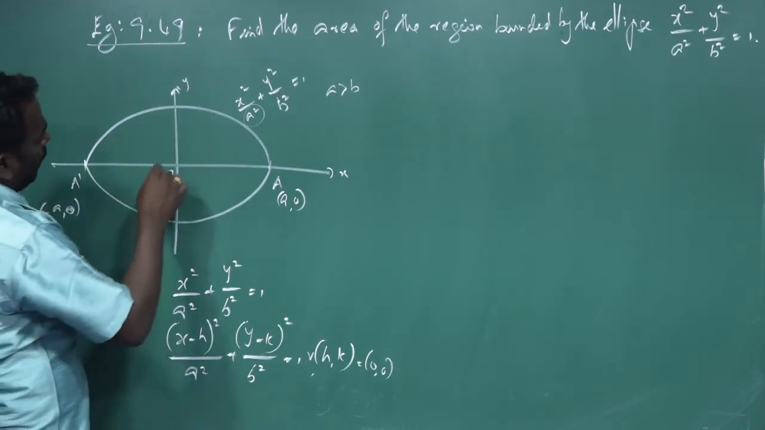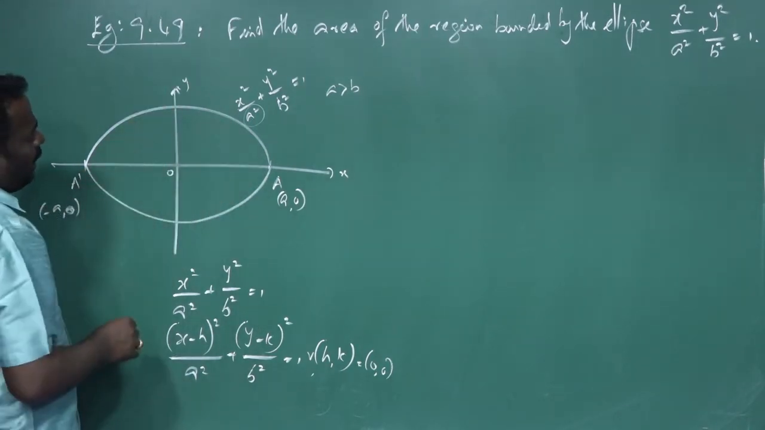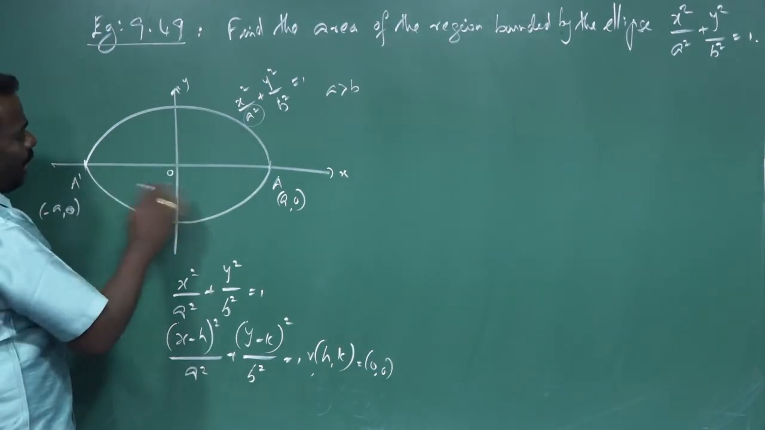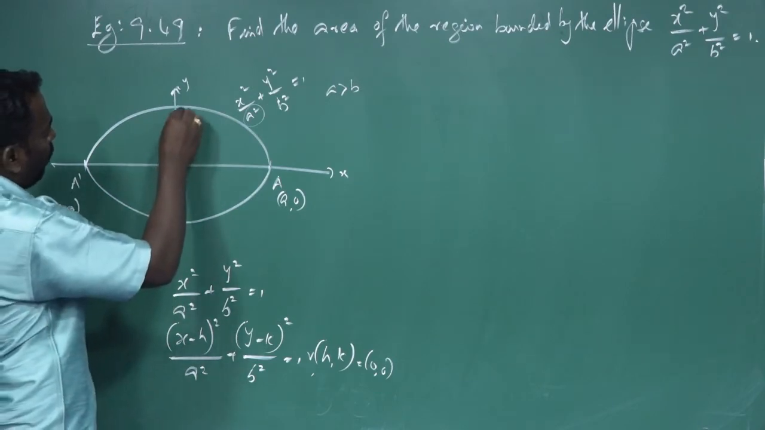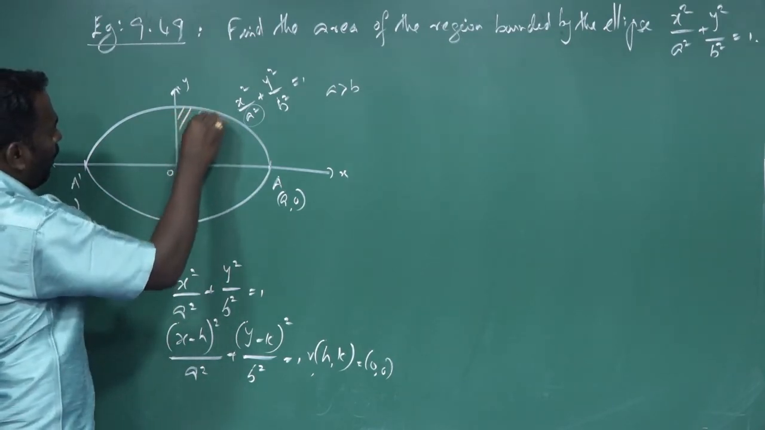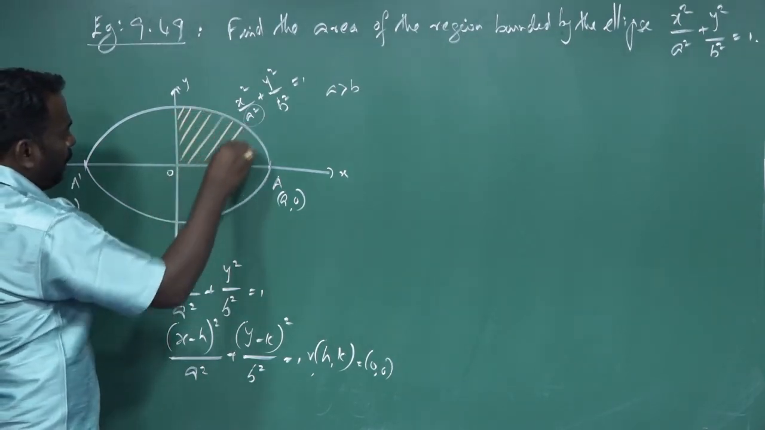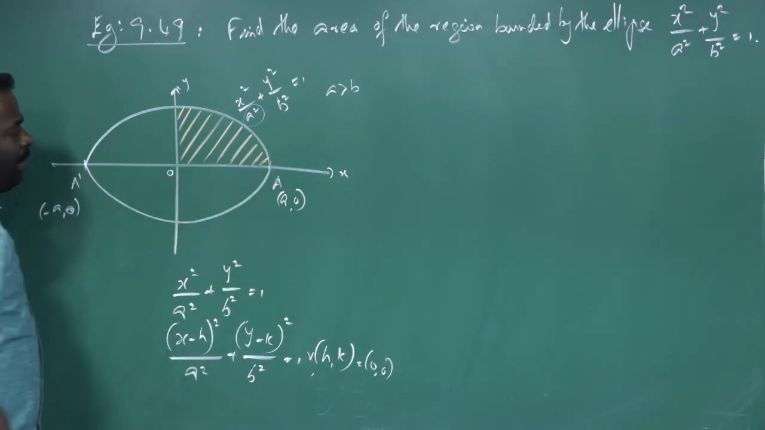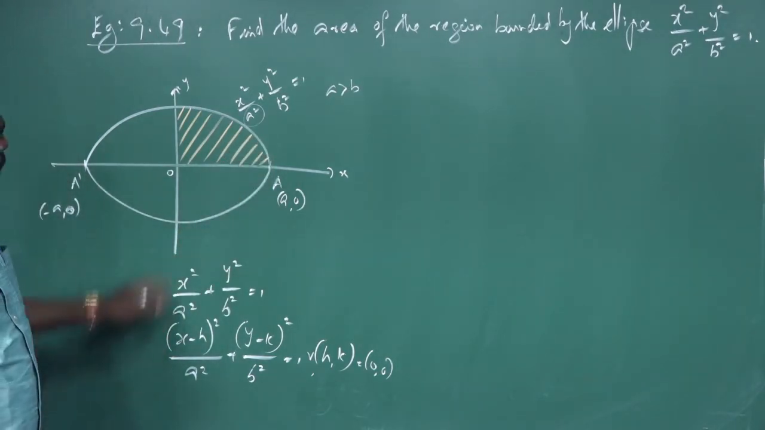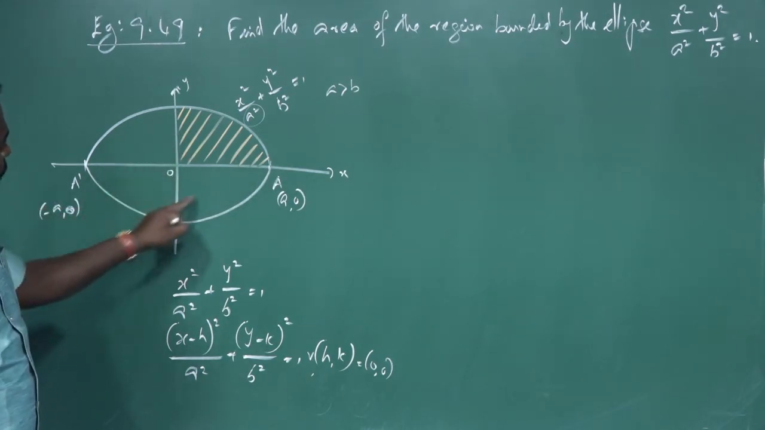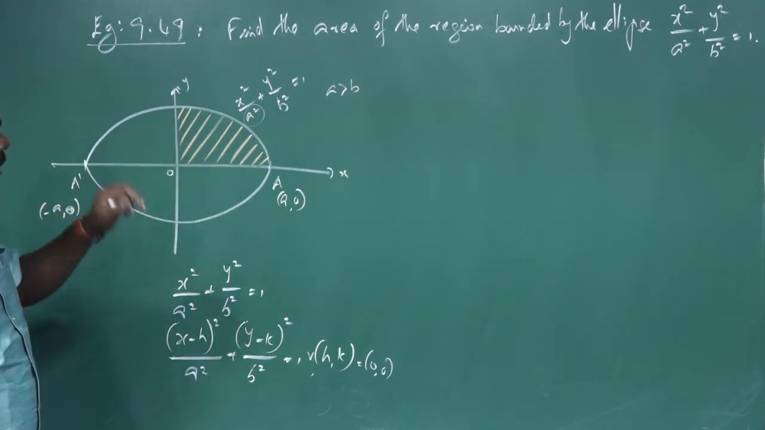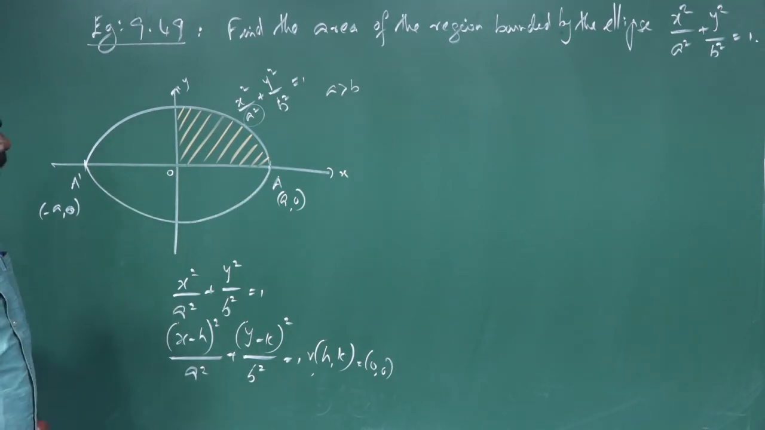Now here is the required area bounded by the ellipse. We obtain the area of 4 quadrants. Instead of finding the 4 quadrant area, we just find the area bounded in the first quadrant, and that area multiplied by 4 is the required area. The area lying in the first quadrant multiplied by 4 gives the required area bounded by the ellipse.